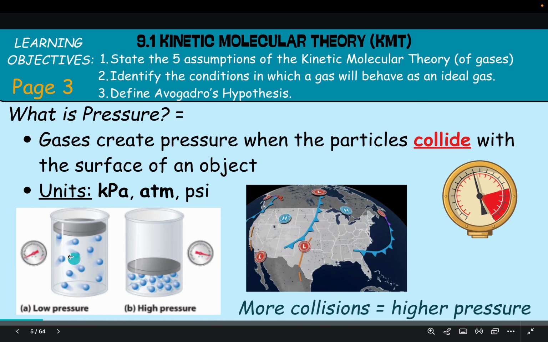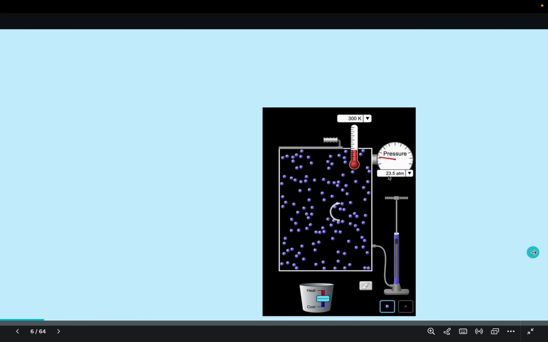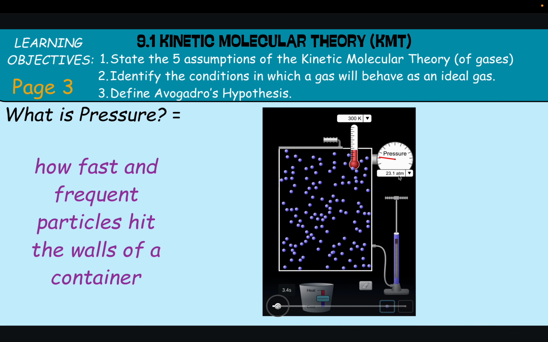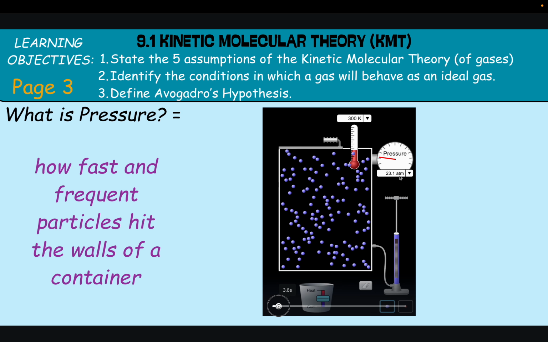So if a gas has low pressure, that means that there are fewer collisions with the walls of that container or the surface of an object. If something has higher pressure, there are more collisions with the surface of an object or the walls of that container. So in general, more collisions equals higher pressure. Okay, so in simpler terms, we can say pressure is how fast or how frequently particles hit the walls of a container. So in this video, you can see that the pressure starts at around 23 atmospheres.